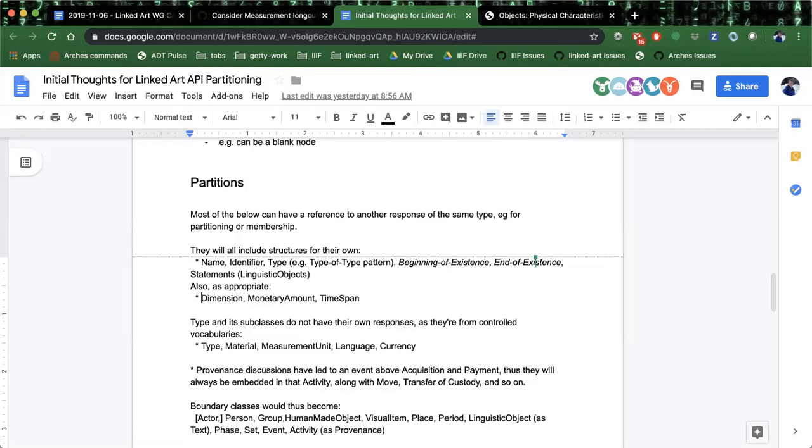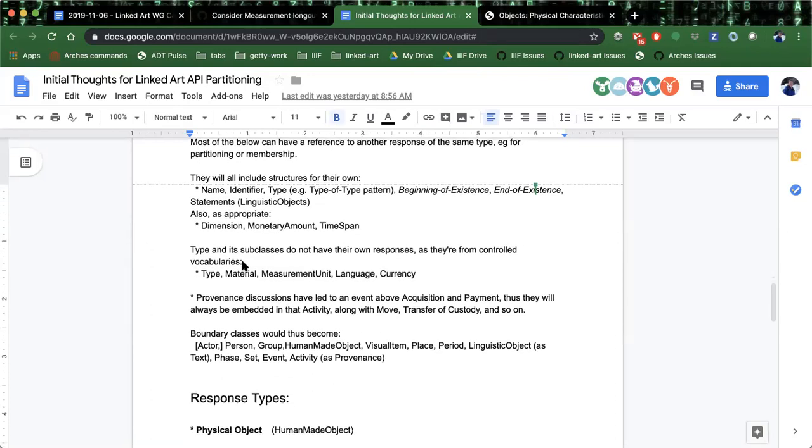What other thoughts on these ones, if any? Sounds good so far. Okay. So then the type set: types, materials, measurement units, languages, and currencies don't have their own responses, because we're going to bring them in from external vocabularies. So it's not up to us to document or enforce how AAT provides the description of painting, or how the very good language authority describes languages. So we can reference them, but we don't need to worry about what they look like.